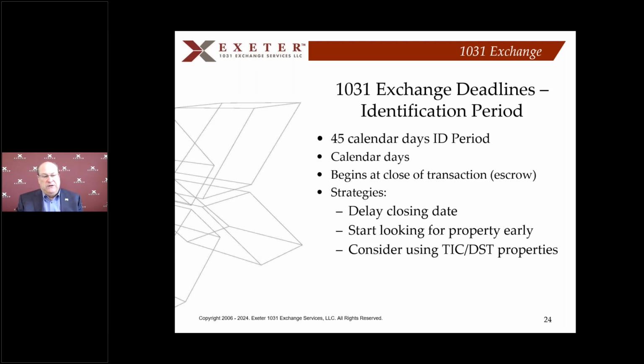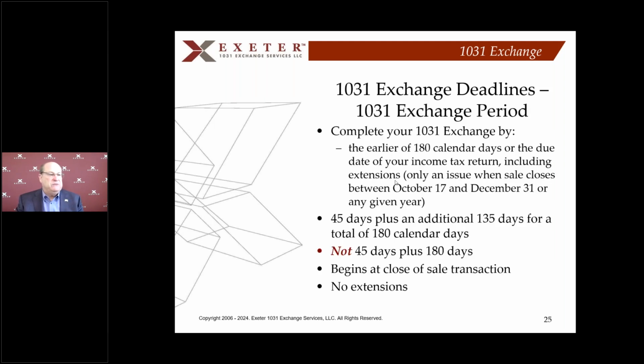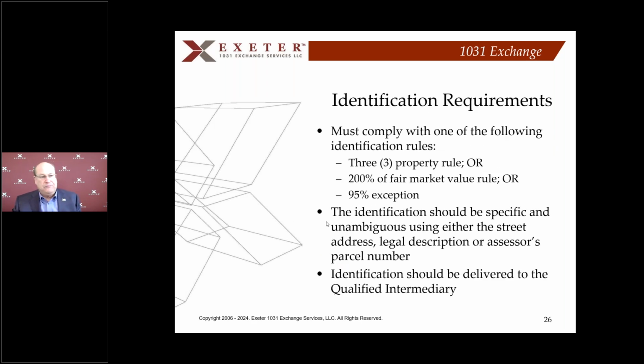Also, someone had asked about Delaware statutory trust. That's an option as well, to look at a Delaware statutory trust as a primary investment strategy, as a backup strategy, etc. Then after the 45 days to identify, you have an additional 135 days to actually complete the 1031 exchange transaction, for a total of 180 days. It's not 180 plus 45, it's 45 plus 135 for a total of 180 days.